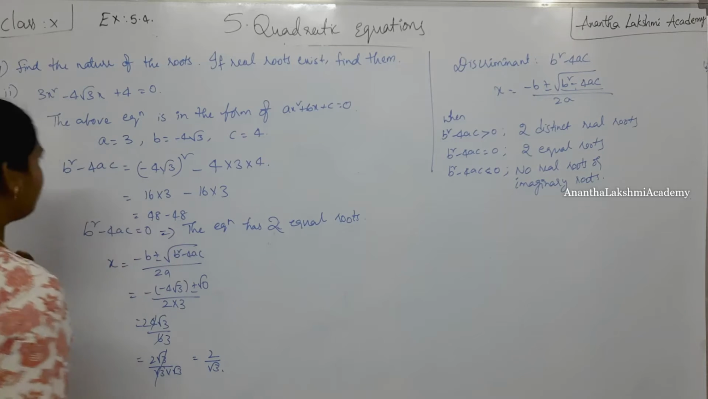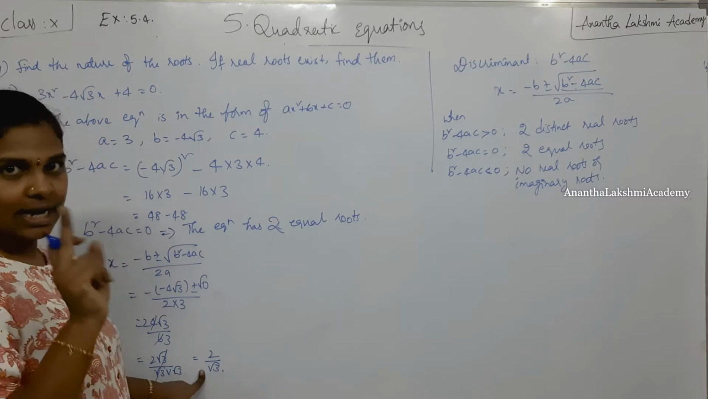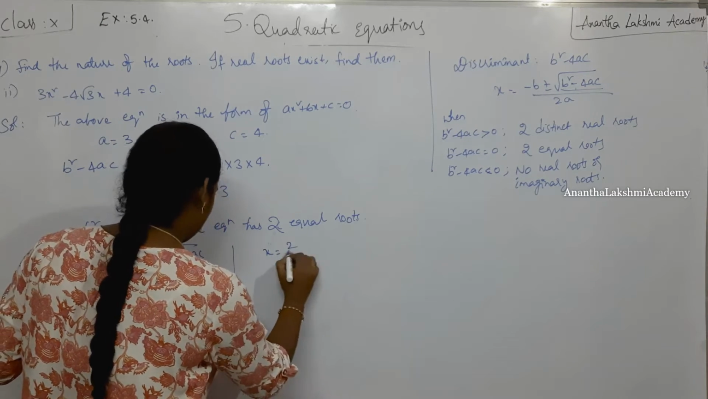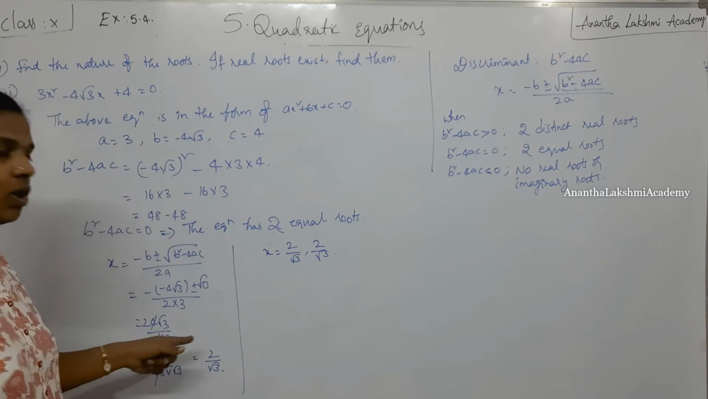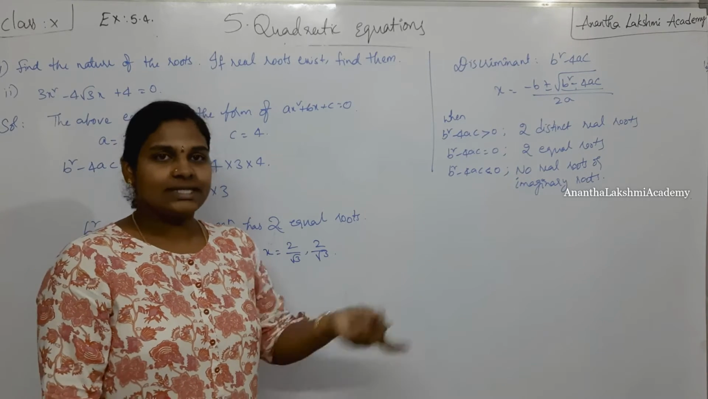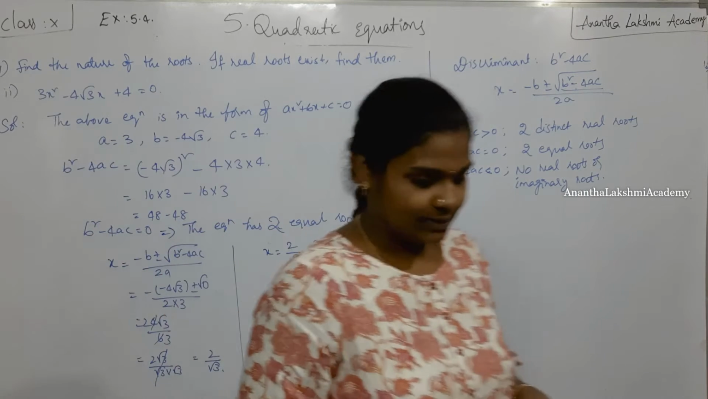root 3. So we are going to have how many roots? 2 roots, as I said. Even though you get one value, you have to write it as x is equal to 2 by root 3, comma 2 by root 3. Alright, this is about the second bit in the first problem. So let's jump into the next one, which is nothing but the second problem.